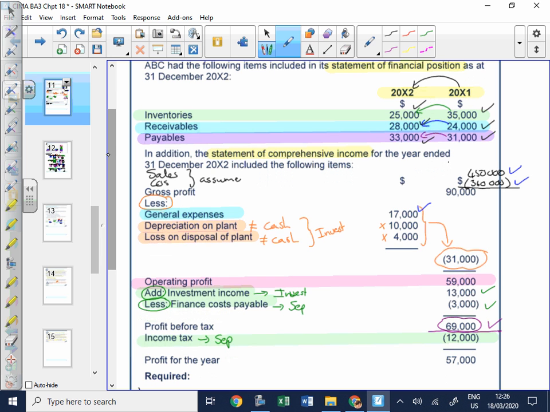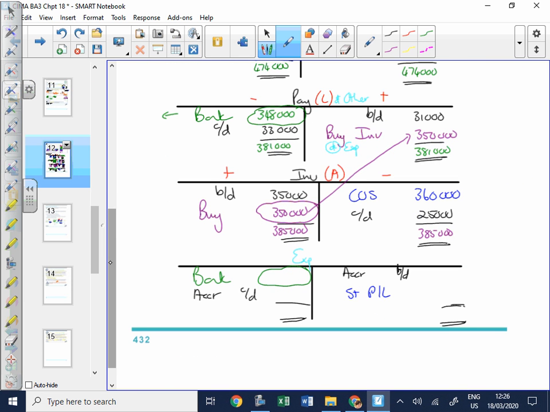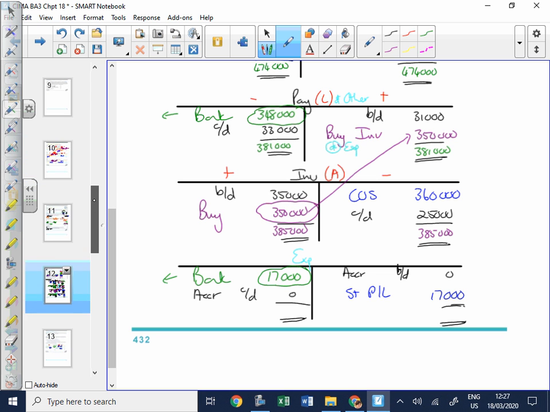And here we've got general expenses. Depreciation and loss on the disposal is not cash, so we'll take my general expenses of 17,000 to here. Now there's no opening balance or closing balance for accrued expenses, so therefore you may assume then that all expenses were paid in cash. If you look in your textbook, they'll actually sometimes say cash paid to suppliers and employees.